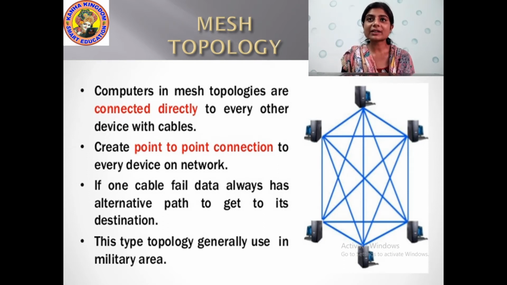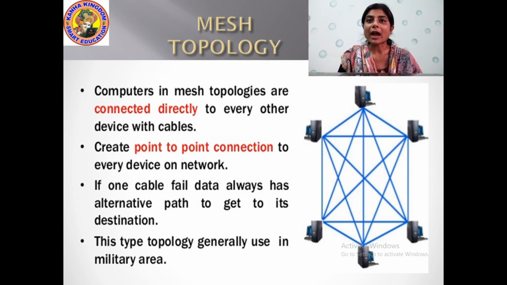Computers in mesh topology are connected directly to every other device with cables. In this type of topology, all the computers are connected directly to other computers with the help of a cable. It creates a point-to-point connection to every device on the network. The connection is created from point to point, from one PC to another, from the other to a different one. It creates the point-to-point connection to every device which works on this mesh topology network.